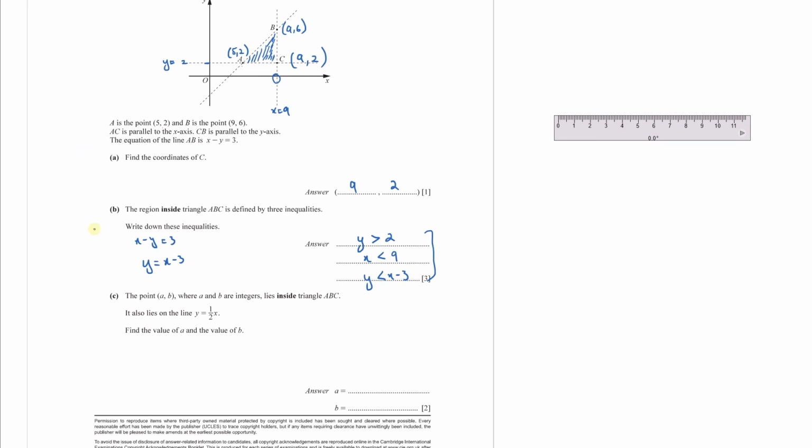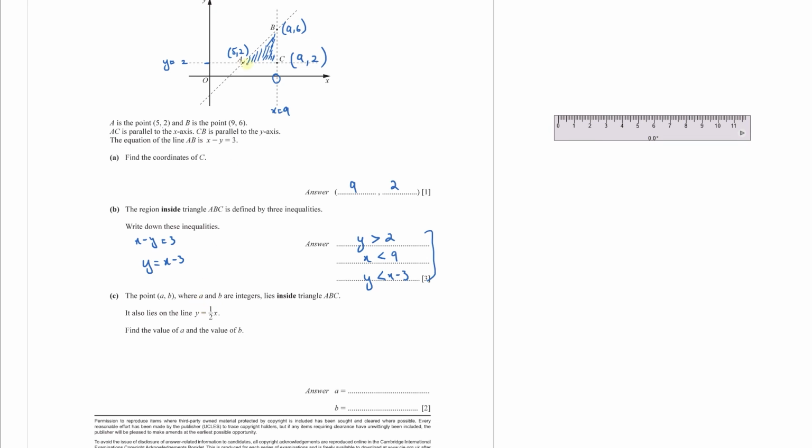The point (a, b), where a and b are integers, lies inside this triangle ABC. It also lies on the line y equals 1/2 x. Find the values of a and b. So you have to find the coordinates (a, b) such that a and b are integers. So they are not decimal numbers. It's a whole number, both a and b.